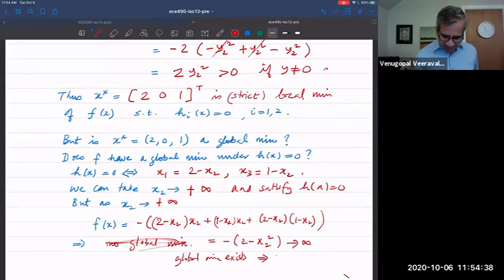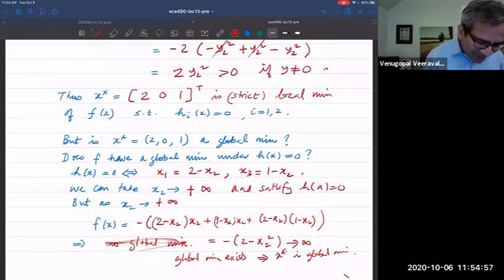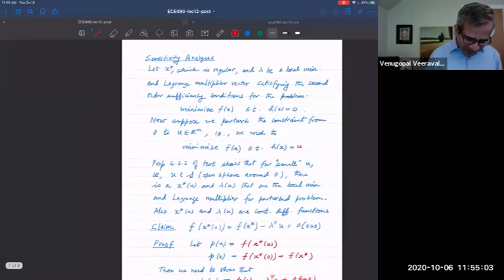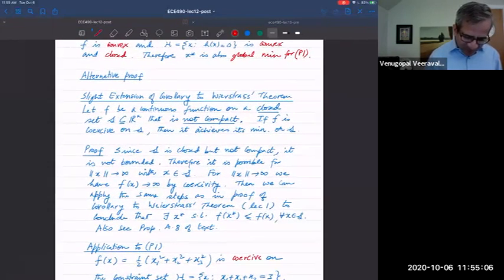This implies x star is actually a global min, because we know it's a local min, and we have a coercive function on a closed set. Okay. All right. Actually, this is good. In fact, it illustrates the use of this result, the result that we went through the trouble of proving last time, right?